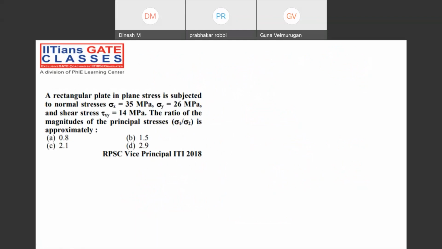A rectangular plate in a plane stress condition is subjected to normal stress sigma x and sigma y, and tau xy. They are asking what is the ratio of the magnitude. Remember, they are asking magnitude. Do not bother about the sign of sigma 1 and sigma 2, whether it's positive or negative. Now, let me ask you one question. Suppose sigma 1 is minus 200 megapascal and sigma 2 is plus 100 megapascal. Now, tell me what are the major principal stress and minor principal stress?